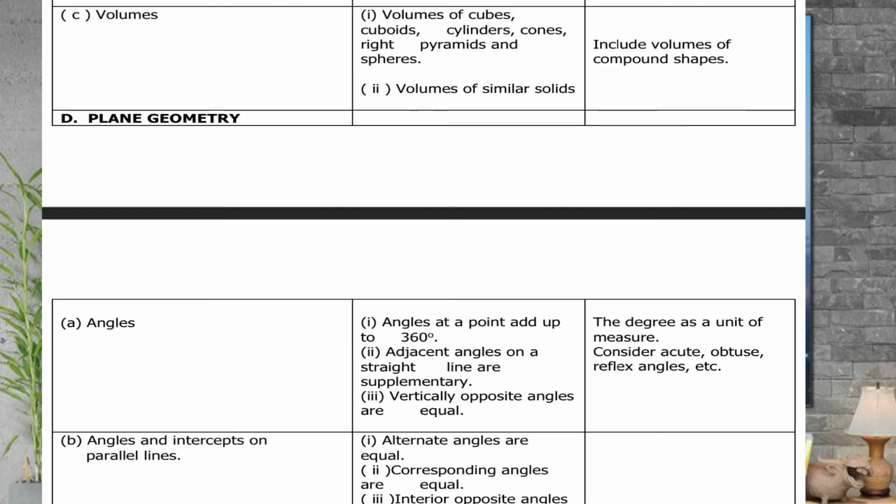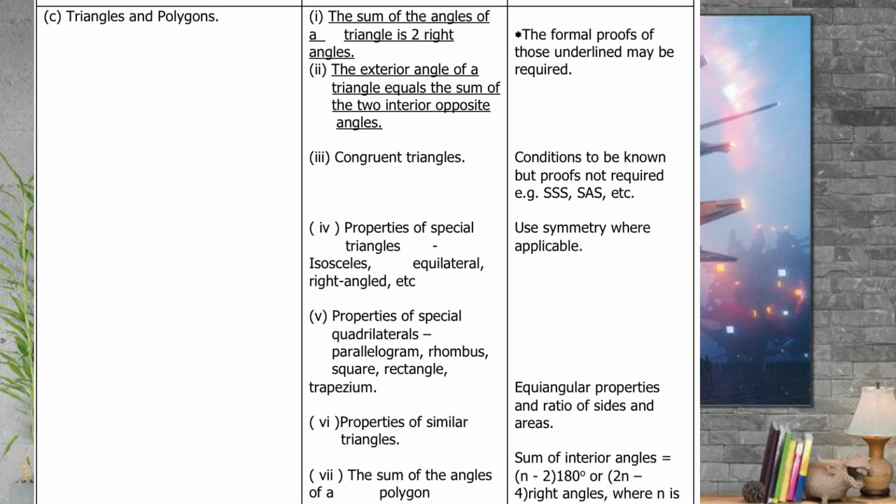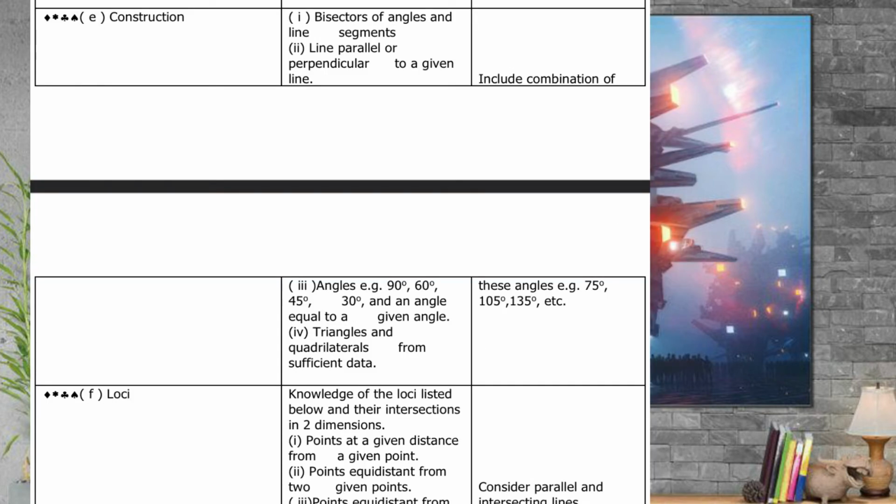Under plane geometry, you need to know angles. Angles at a point add up to 360. Adjacent angles on a straight line are supplementary. Vertically opposite angles are equal. See all those stuffs, they are the basic things you need under there. The construction is very important. Construction of angles 75 degrees, 90 degrees, 60 degrees, 45 degrees, 30 degrees. Learn how to work with them.